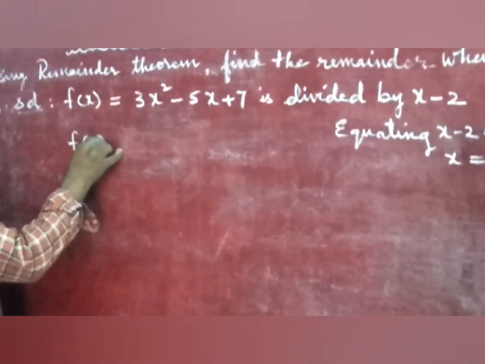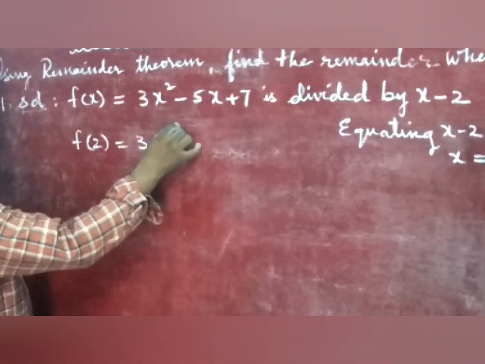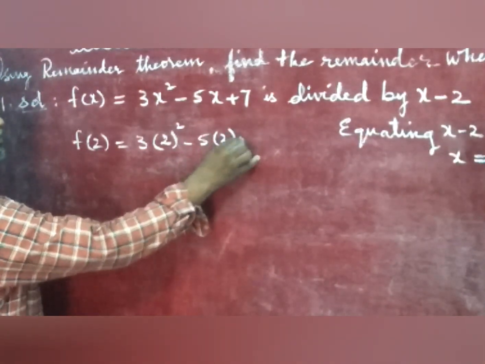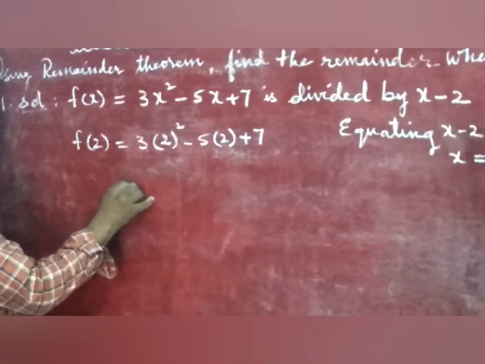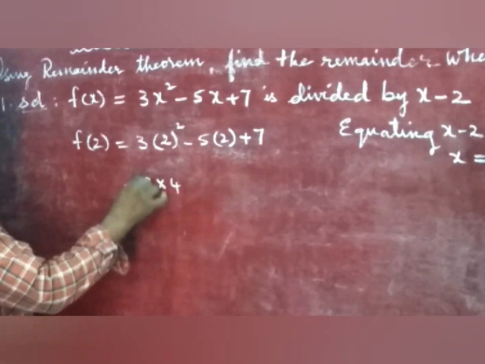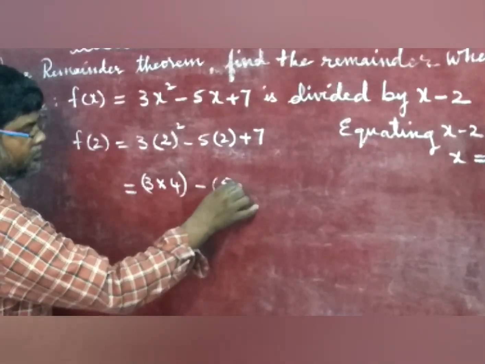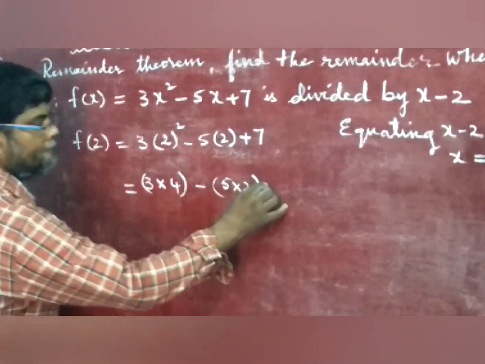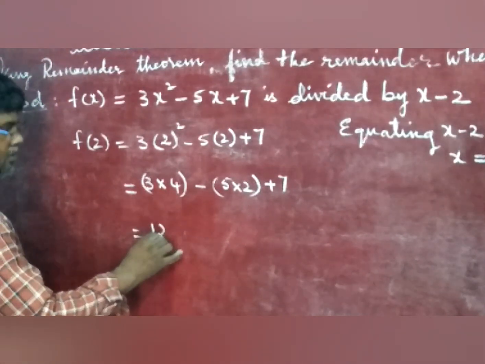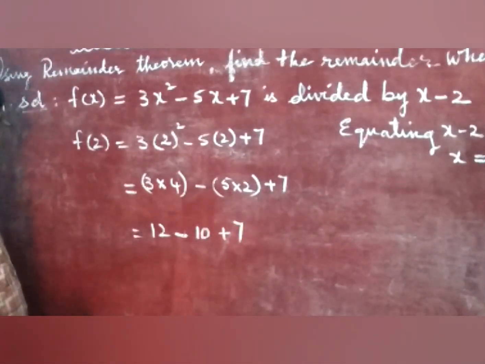F of 2 is equal to 3 into, in the place of x, we are writing 2 square, minus 5 into 2, plus 7. That is equal to 3 into 2 square, which means 2 into 2, 4. This is one term. Keep a bracket. Minus 5 into 2. This is second term. Plus 7. 3 4s are 12. Minus 5 2s, 10. Plus 7.